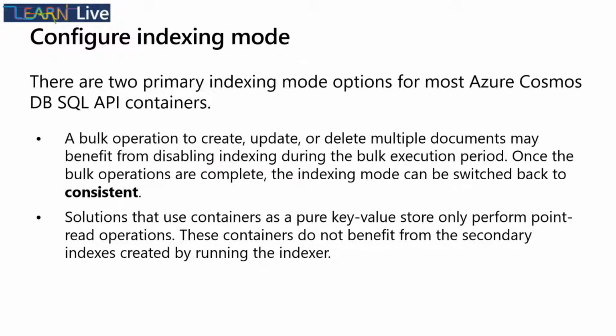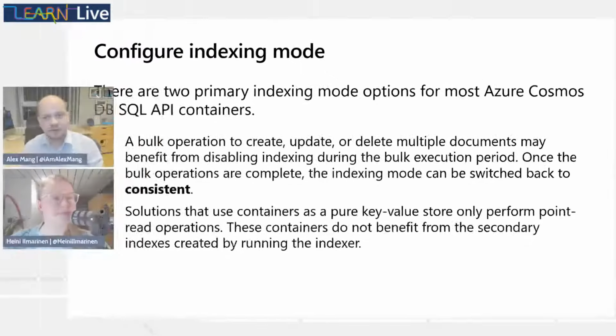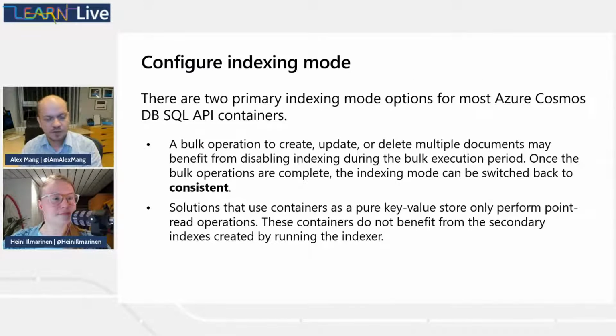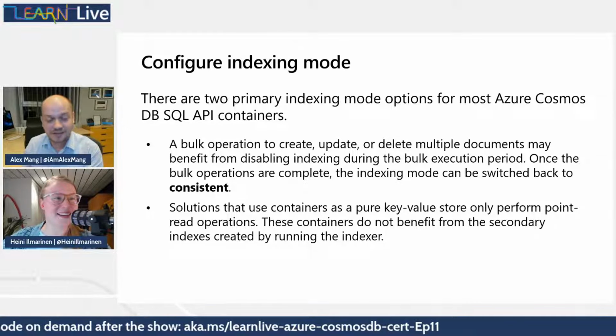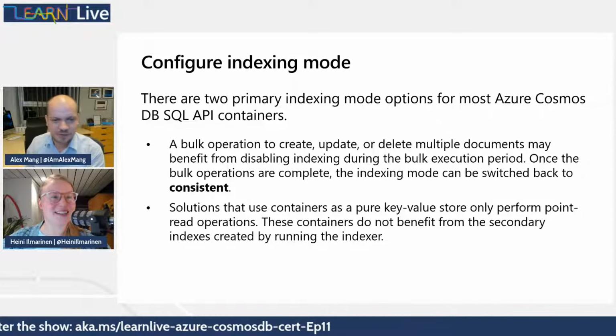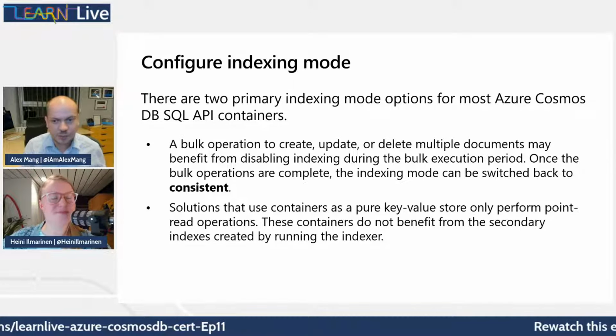Like a bulk operation to create, update, or delete multiple documents may benefit from disabling the index during the bulk execution period. But again, even when you have a bulk execution, after that completes, I'd still recommend my customers to change the indexing mode back to consistent. Because at some point, the reason for having the data in Cosmos DB and not the data lake, for instance, is to query it.